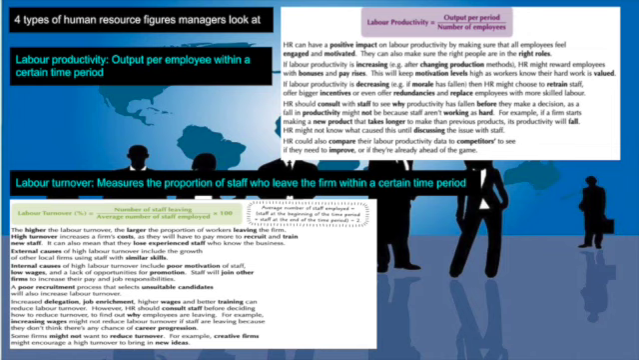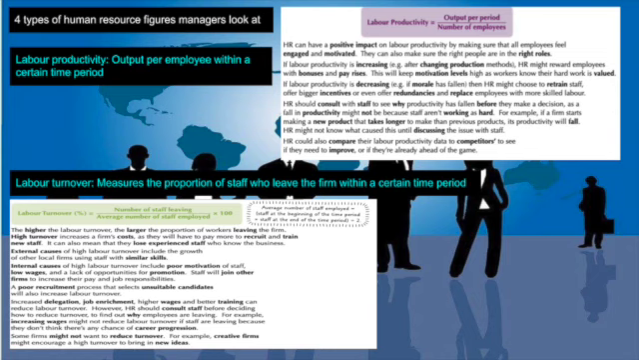Now you also need to know labour turnover. This measures the proportion of staff who leave the firm within a time period. How you find it is number of staff leaving divided by average number of staff employed times 100. And just to find the average number of staff employed, is the staff at the beginning plus the staff at the end of a period added up and divided by 2.